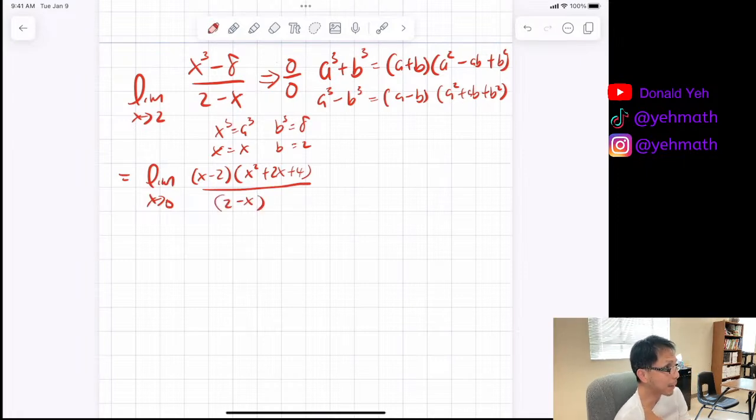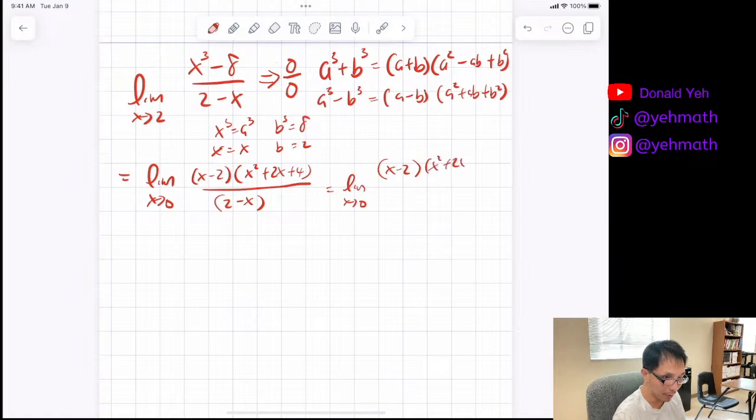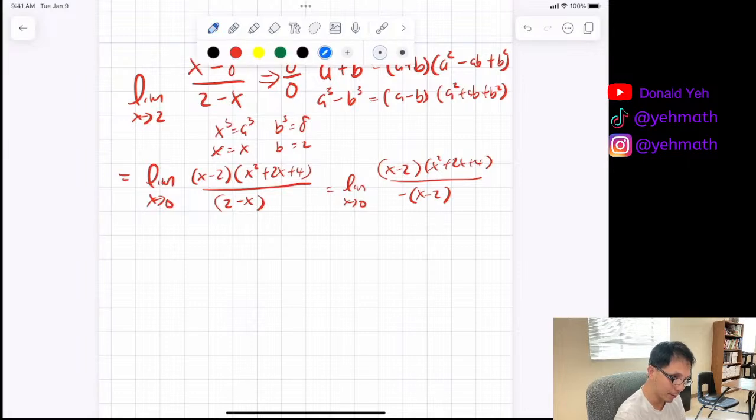Now, can x minus 2 and 2 minus x cancel? Yes? No, I don't think so. Technically, no. You had to do something before you can cancel. So technically, you want to say limit x approach 0 of x minus 2 times x squared plus 2x plus 4. In order to cancel, you had to factor out a negative sign. And that's something that you guys need to know. Now, you can cancel this.